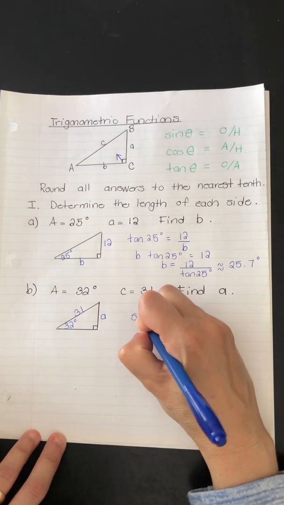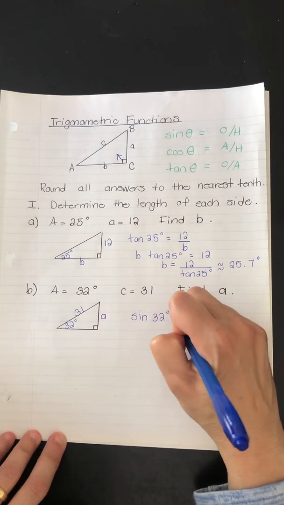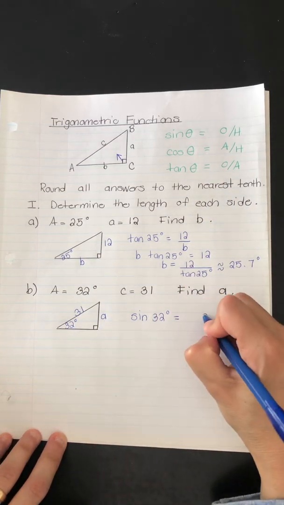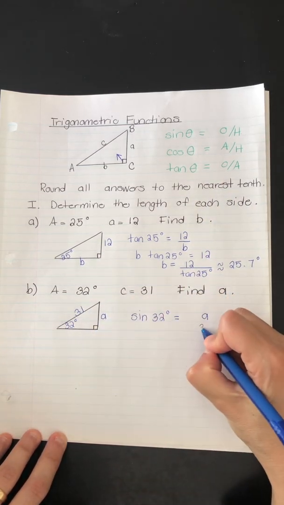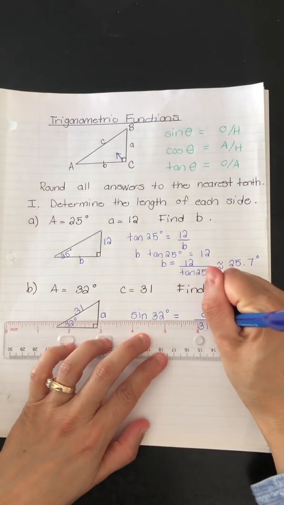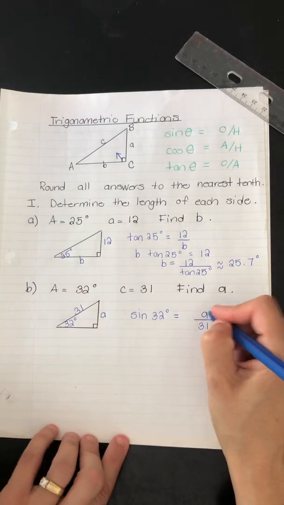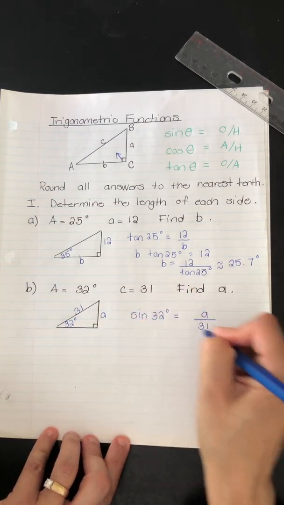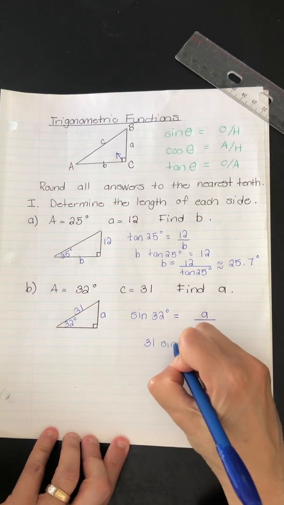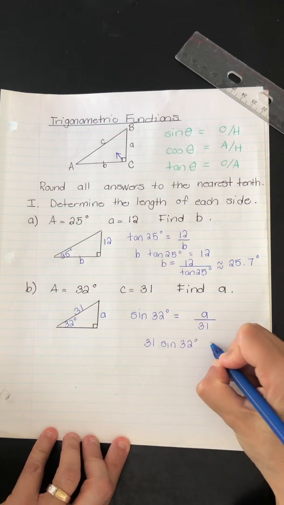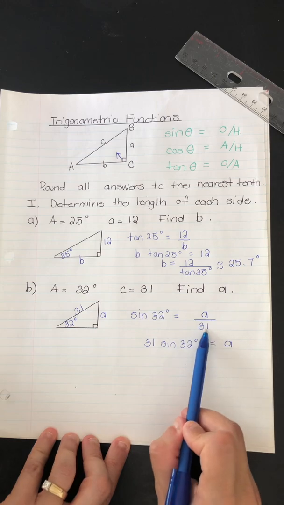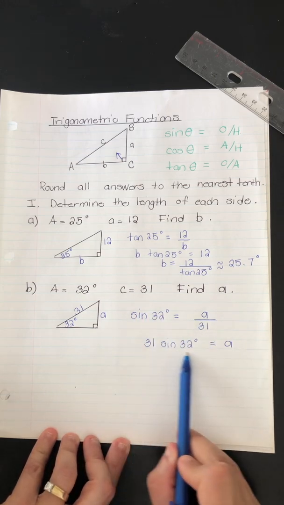So we write the sine of 32 degrees is, now we put the opposite side length in the top, which is A, and the hypotenuse under it. So that's 31. Now we rearrange so that A is isolated. All we have to do is multiply 31 times the sine of 32 degrees in order to obtain A. Okay, so changing from division by 31 to multiplication by 31.